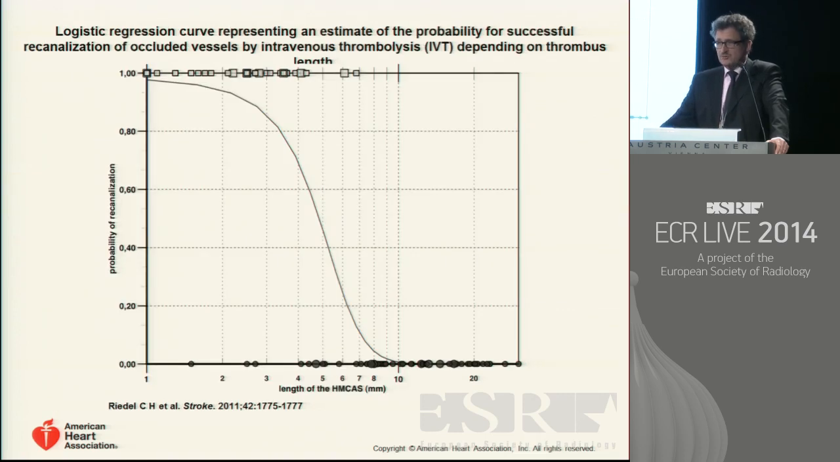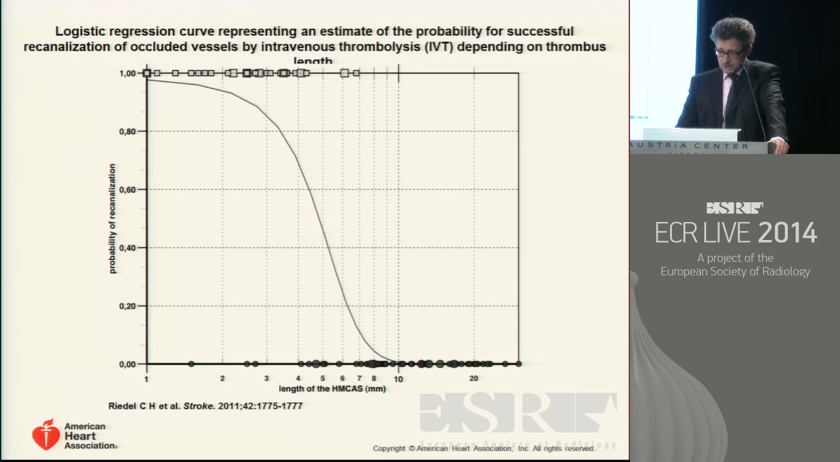But what was interesting in this trial, they measured the length of the thrombus sitting in the middle cerebral artery. And they found that patients who had a thrombus in the middle cerebral artery longer than 8 millimeters had no chance of recanalization, while patients where the thrombus was a little shorter had some better chances. But there is a zone from 4 to 8 millimeters where the outcome is questionable.